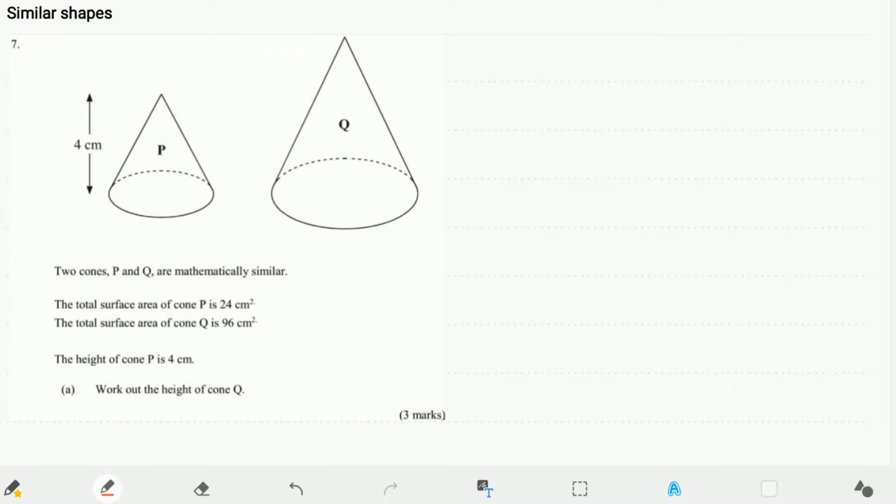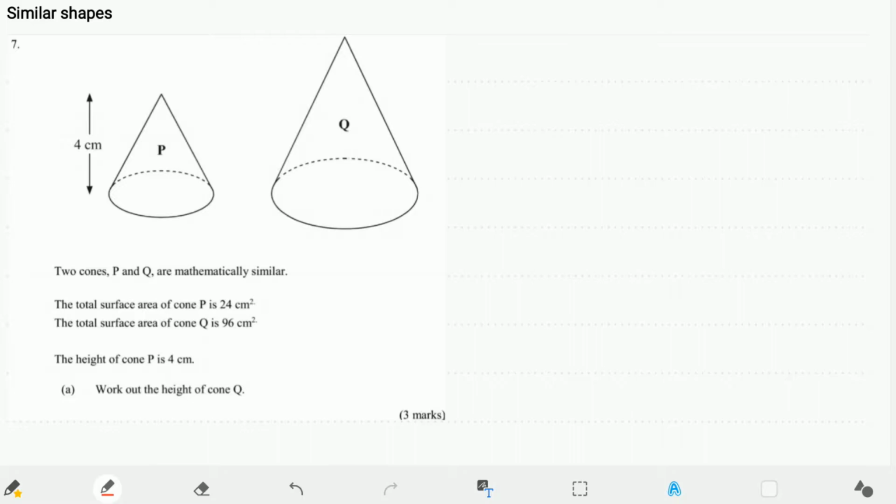So this question says, two cones, P and Q, are mathematically similar. The total surface area of cone P is 24 centimeters squared. The total surface area of cone Q is 96 centimeters squared. The height of cone P is 4 centimeters. Work out the height of cone Q.